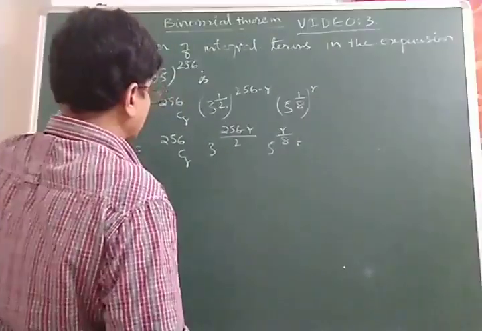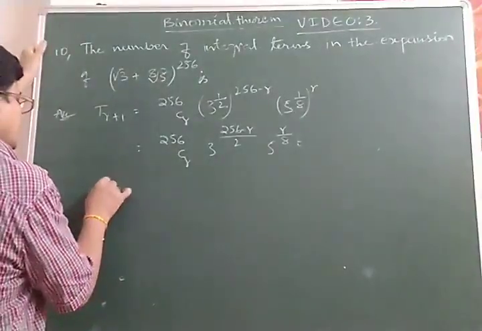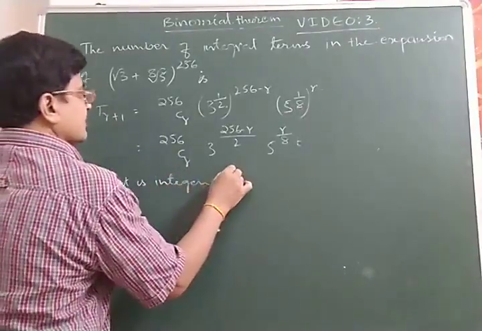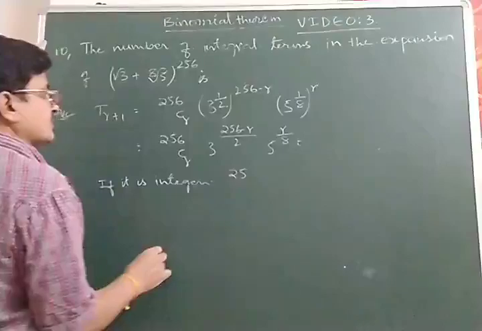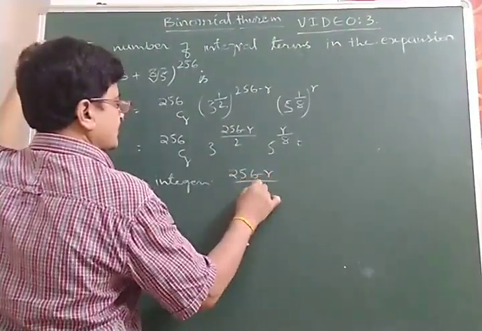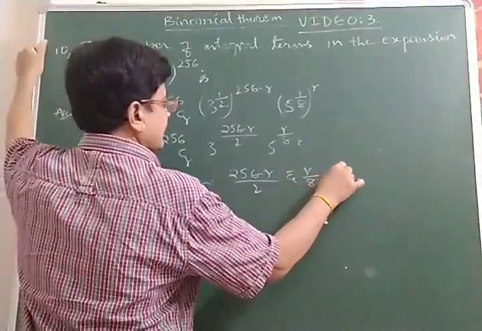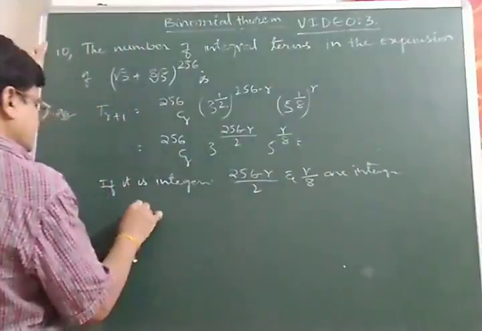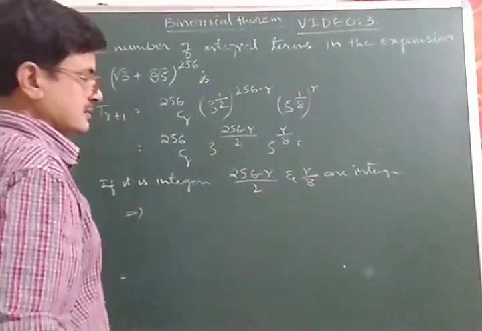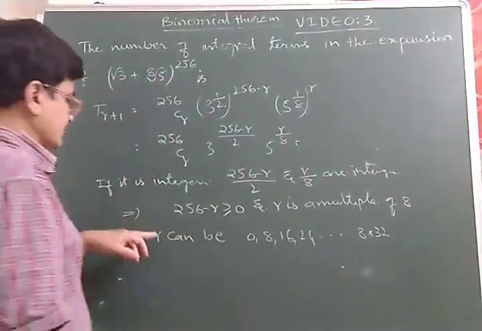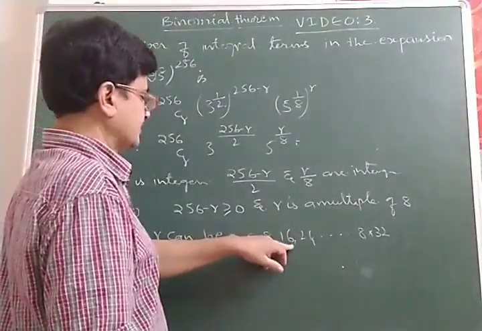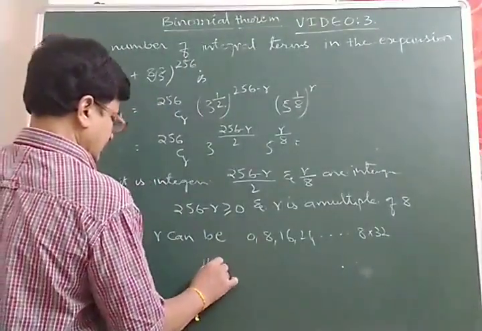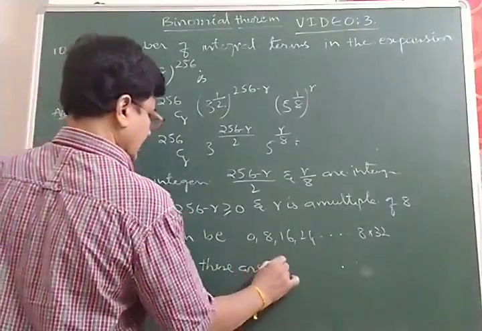The number of integral terms, so integral, if it is an integer: (256−r)/2 and r/8 must be integers. That implies, taking common values, r can be 0, 8, 16, 24 and so on up to 256. These are 33 terms.